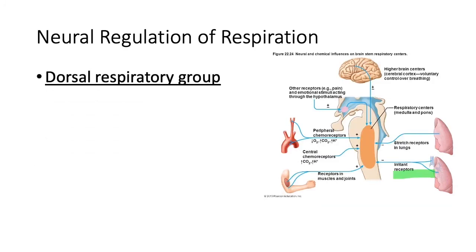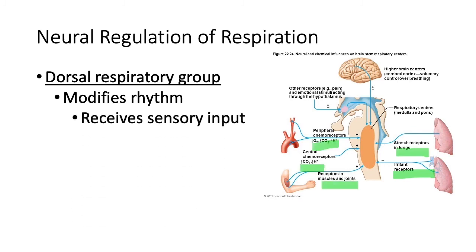The dorsal respiratory group, located within the medulla, has a different job. It receives sensory information from sensory receptors, and it uses that information to modify your rhythm, to increase your respiratory rate, decrease it, and also to influence the depth of your breathing. Highlighted here, you'll see some of the information that is being sent to the dorsal respiratory group. This is sensory information that we have talked about already, with the exception of just a few.